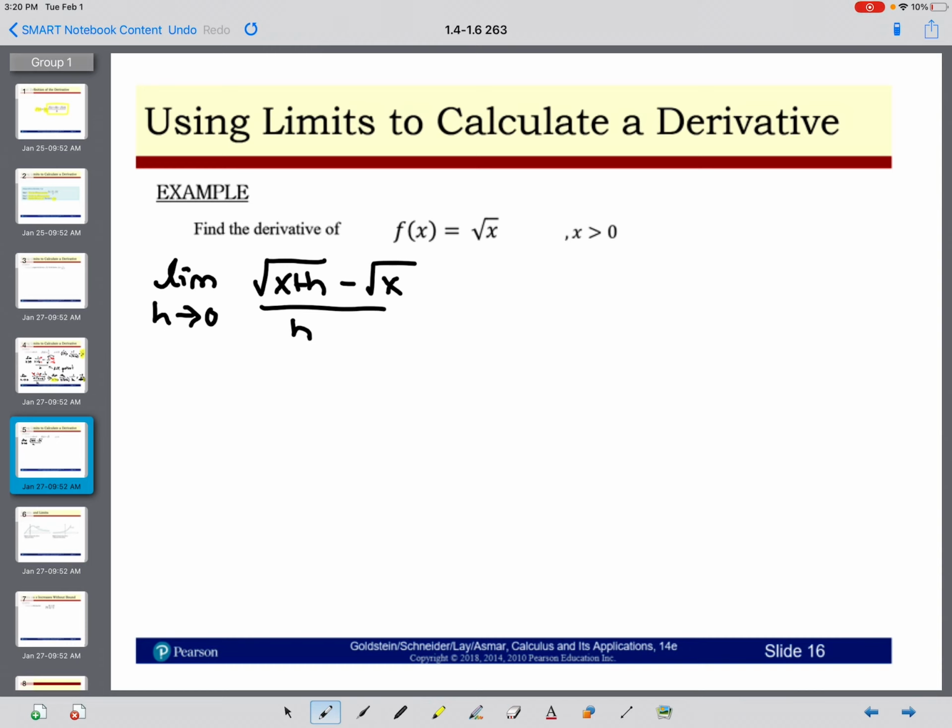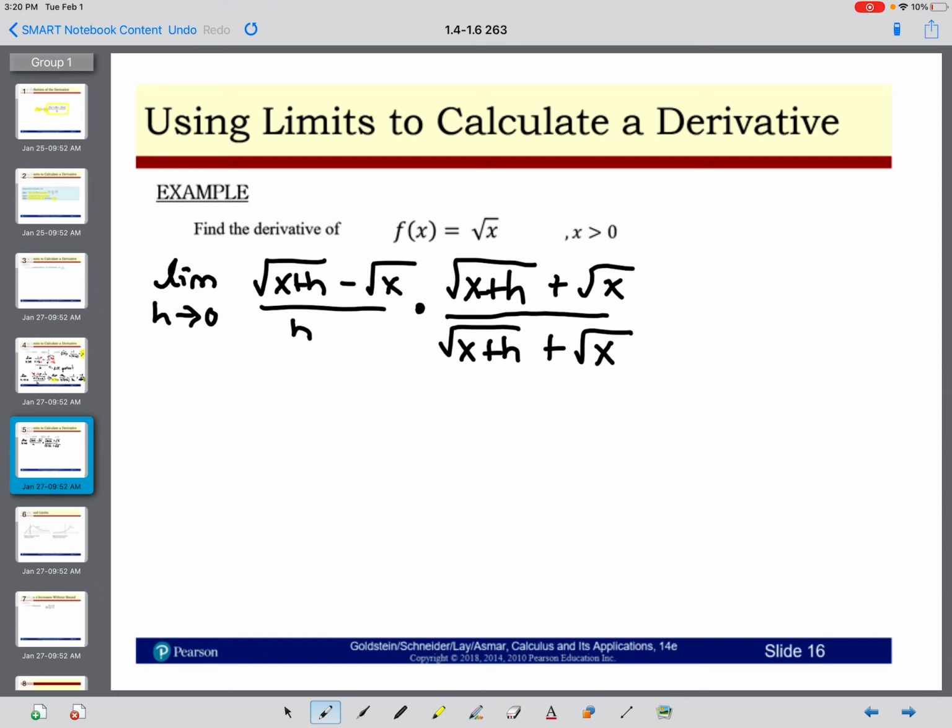Okay, so whenever you have radicals in your problem, you always want to use conjugates. So take the conjugate of the numerator, which would be the square root of x plus h plus the square root of x, okay, all over the square root of x plus h plus the square root of x. So again, when you have radicals, this is the technique you're going to use. You're going to use conjugates.